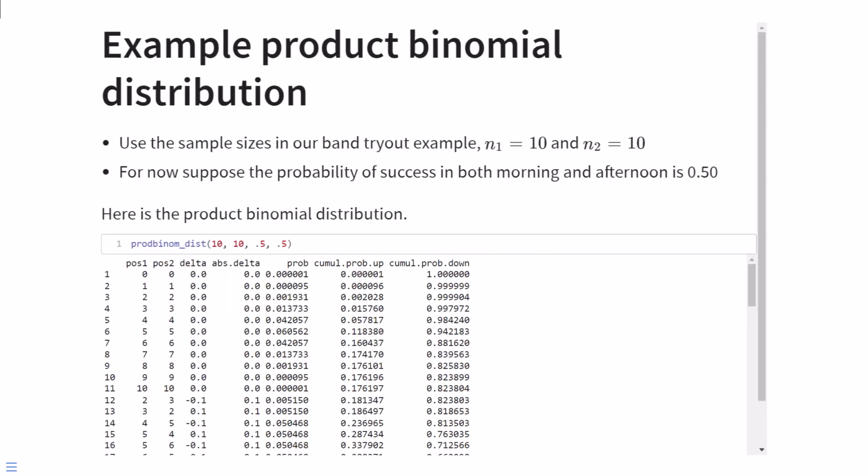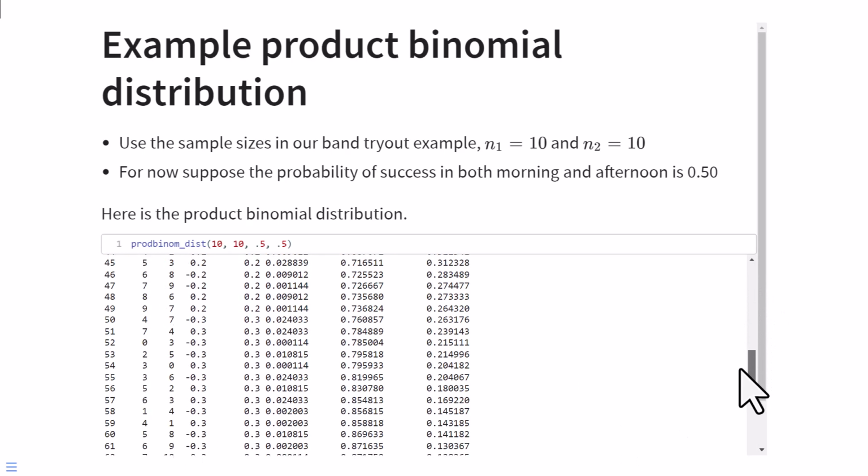So let's look at an example. Let's use the sample sizes in our band tryout example, where we had n1 equals 10 and n2 equals 10. For now, suppose the probability of success in both the morning and afternoon is 0.50. I'm going to come back to that later. But for now, let's just assume the probability of success in both the morning and afternoon is 0.50. Then what we can do is calculate this probability distribution that we see here.